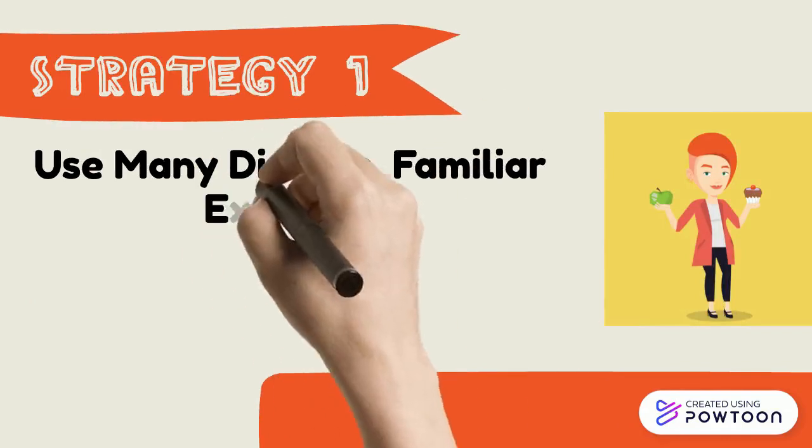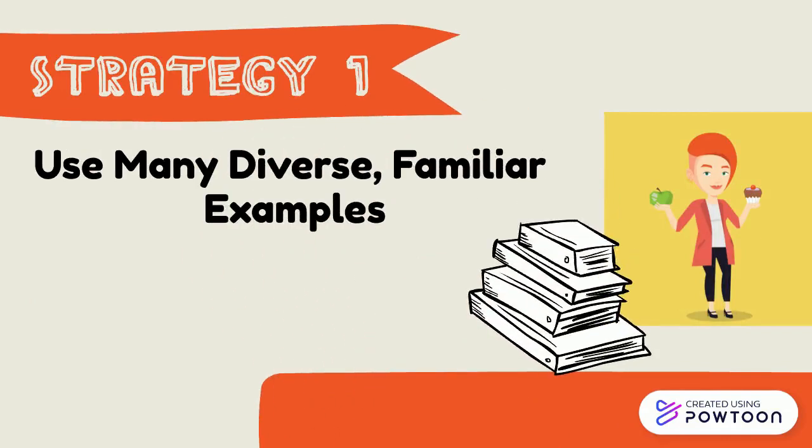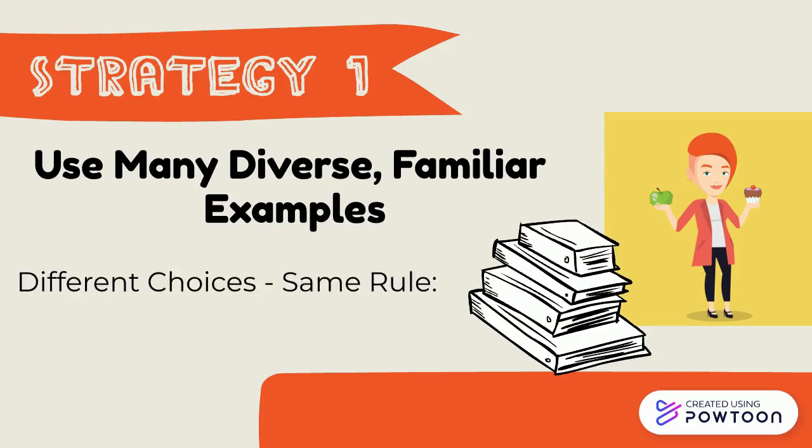Strategy 1. Use many diverse, familiar examples. If students only encounter opportunity cost in an economics lesson, they might mistakenly believe it's solely about money. However, using examples like shopping, making social plans, or playing sports helps students grasp the broader concept. Every decision involves giving up something that matters. Using diverse examples helps students understand the principle instead of just linking it to one situation.